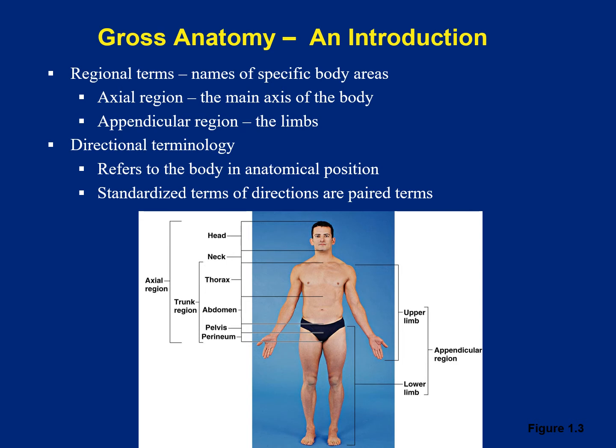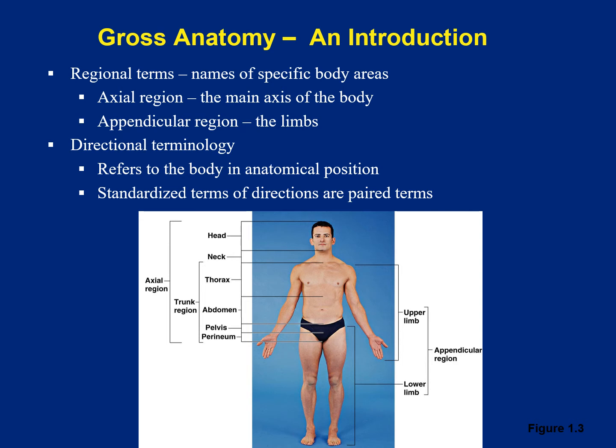Appendicular is referring to the bones of your shoulders, your arms, your hands, your wrist, your fingers. That's what we call your pectoral girdle. And also the bones of your hips, your legs, your ankles, your feet, and your toes. That's what we call the pelvic girdle. So when we talk about the axial region, we're looking at the main parts of the body. When we're talking about appendicular, we're talking about something having to do with your arms or your legs.